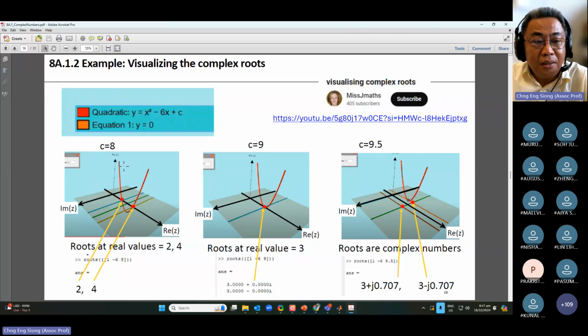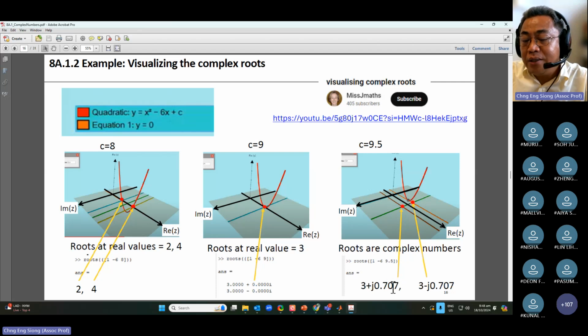And you'll realize that when we have different c, when c is 8, the whole curve goes down. There are two roots. This black line is the real line. So it has two solutions, 2 and 4. When c equals 9, the curve moves up and the answer is only 3. When c is 9.5, the curve moves further up. Now there is no more real solution. We are told that there are two complex solutions. Where are they? The answer is, they're still sitting at 3, but now with complex numbers sticking out.